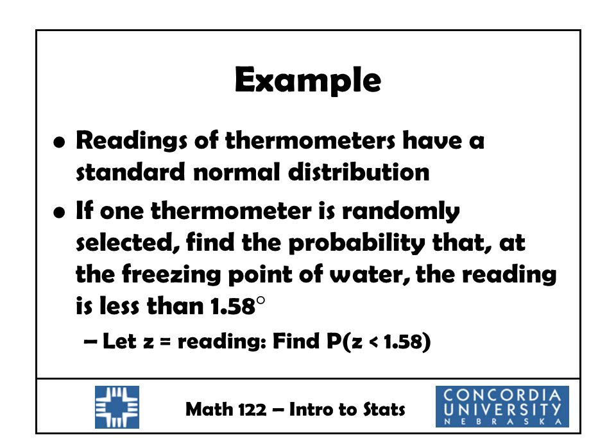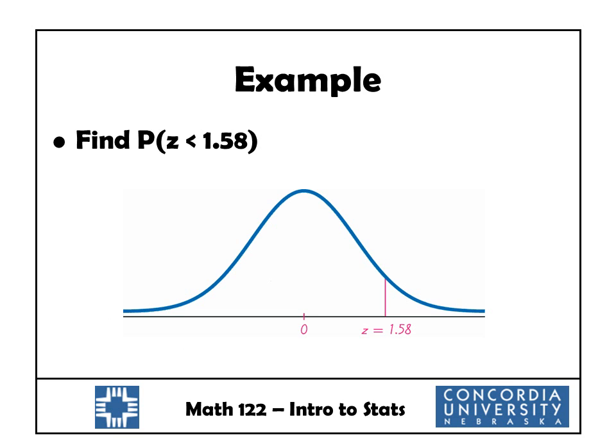And so last section we did problems like this. If one thermometer is randomly selected, find the probability that at the freezing point of water, the reading is less than 1.58 degrees. So if we let z denote the reading of the thermometer, we want to find the probability that z is less than 1.58. The way we did that was we sketched our standard normal bell curve with 0 right in the middle. We went over to 1.58, drew a vertical line, then we shaded to the left or the right of that line. In this case it was to the left. And then we found the corresponding area.